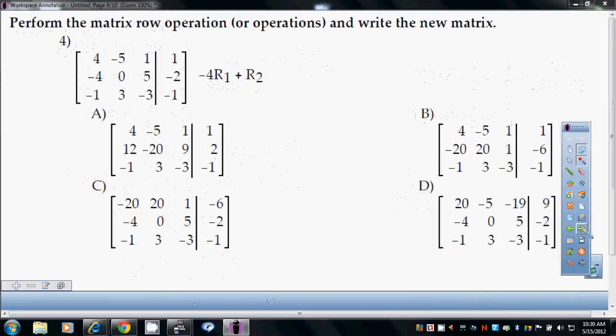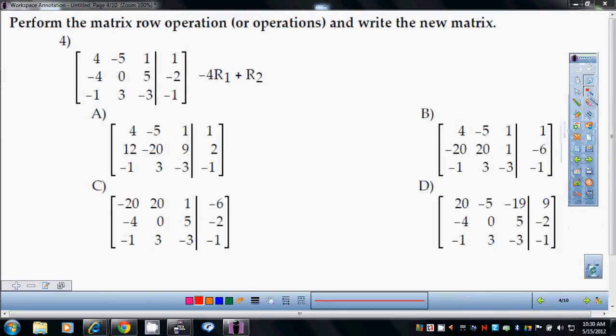Number 4. Matrix operations. Before we do anything else, which of these two rows is actually going to change? Row 2. So we can immediately cross off C and D because they have row 1 changing, which is incorrect. So we know rows 1 and 3 are going to stay the same, so that could be A or B. So -4 times row 1 would be -16. I can multiply. +20.